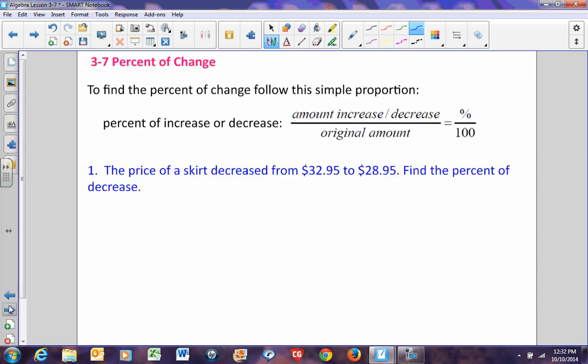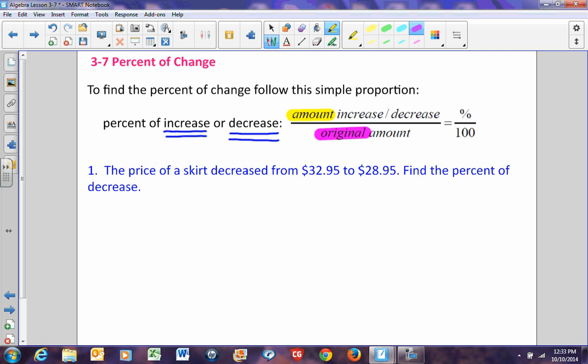Percent of change problems. Now, a percent of change just simply means that I need to get it into a simple proportion. The percent of increase or decrease, it's either going to go up or it's going to go down. Your number is going to either go up or go down, and you'll know because you'll look at it and say, oh, gee, the number went up, or oh, gee, the number went down. To figure out your percent of increase or decrease, you're going to solve a simple proportion. You're going to find the amount of increase or decrease over the original amount and set that up as equal to a percent over 100.